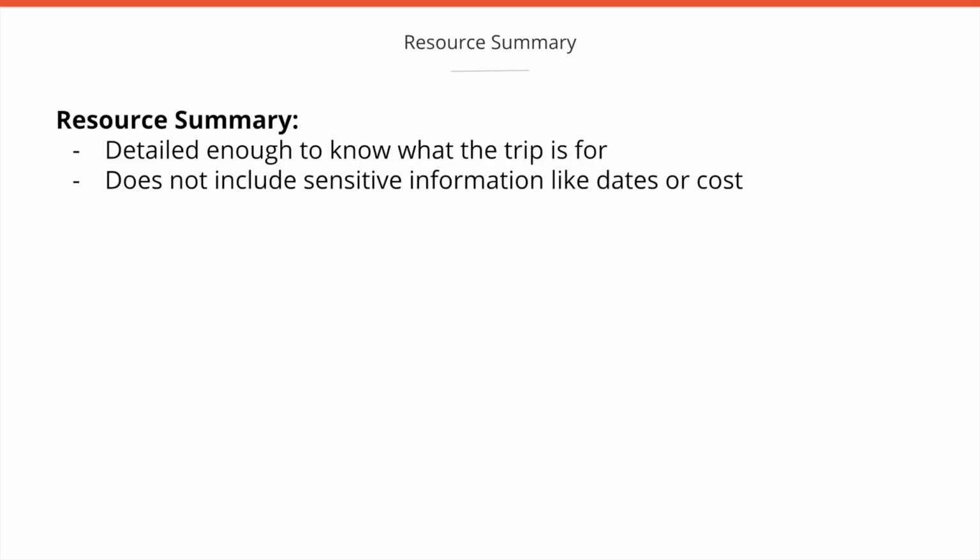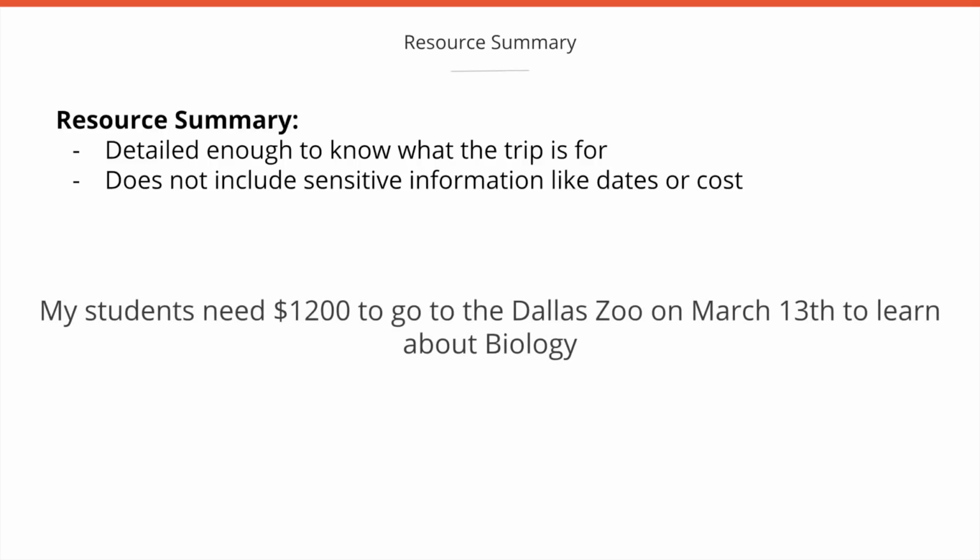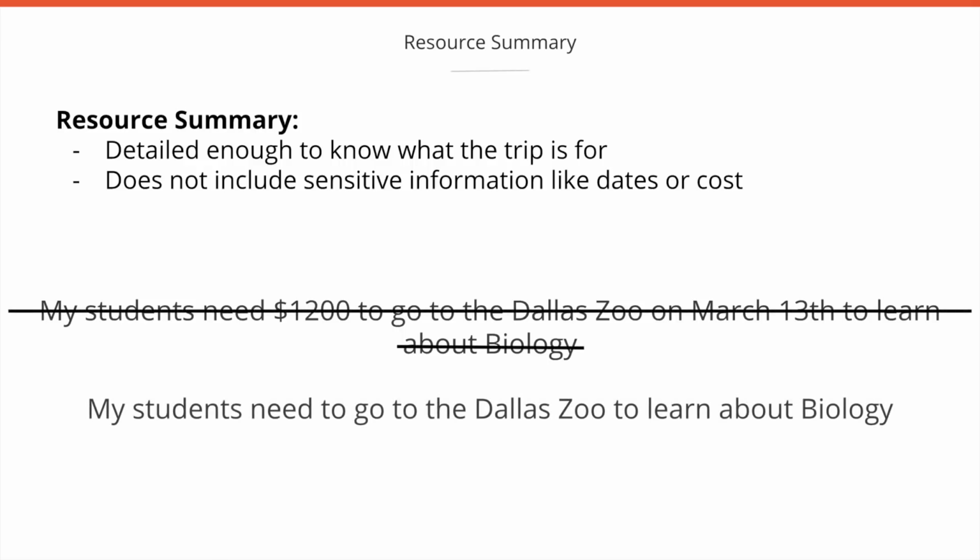Let's look at an example. "My students need $1,200 to go to the Dallas Zoo on March 13th to learn about biology." Now, as you can see, this mentions both the cost and the date of the trip, which is not acceptable for CTCV projects as it reveals sensitive student information. So with some quick and simple changes, we can make this into a much nicer and much more eligible summary. "My students need to go to the Dallas Zoo to learn about biology."